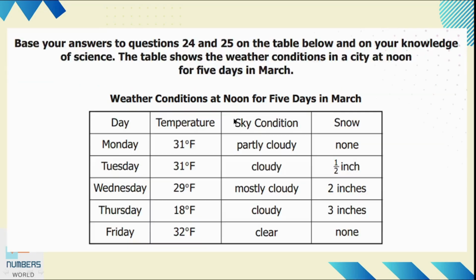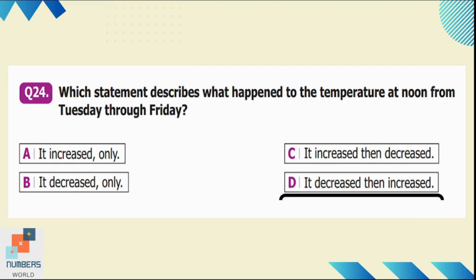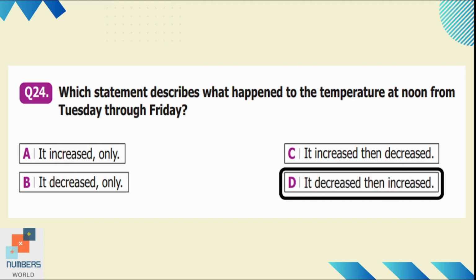So we can see on Tuesday the temperature was 31 degrees Fahrenheit, then it was 29, and after that 18. It means the temperature was decreasing. Then on Friday the temperature is 32 degrees Fahrenheit. It means it increased later. So option D is the correct option. The temperature decreased then increased.